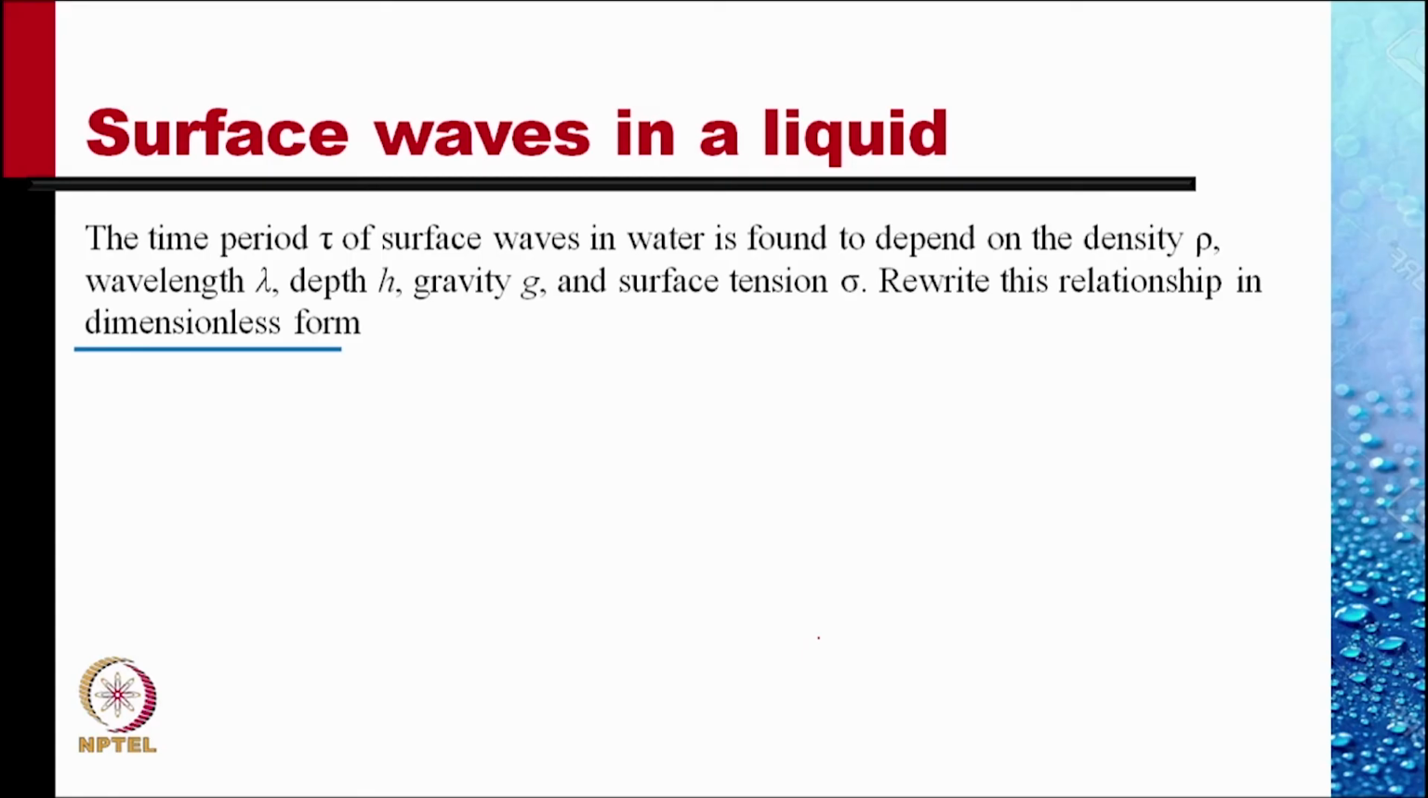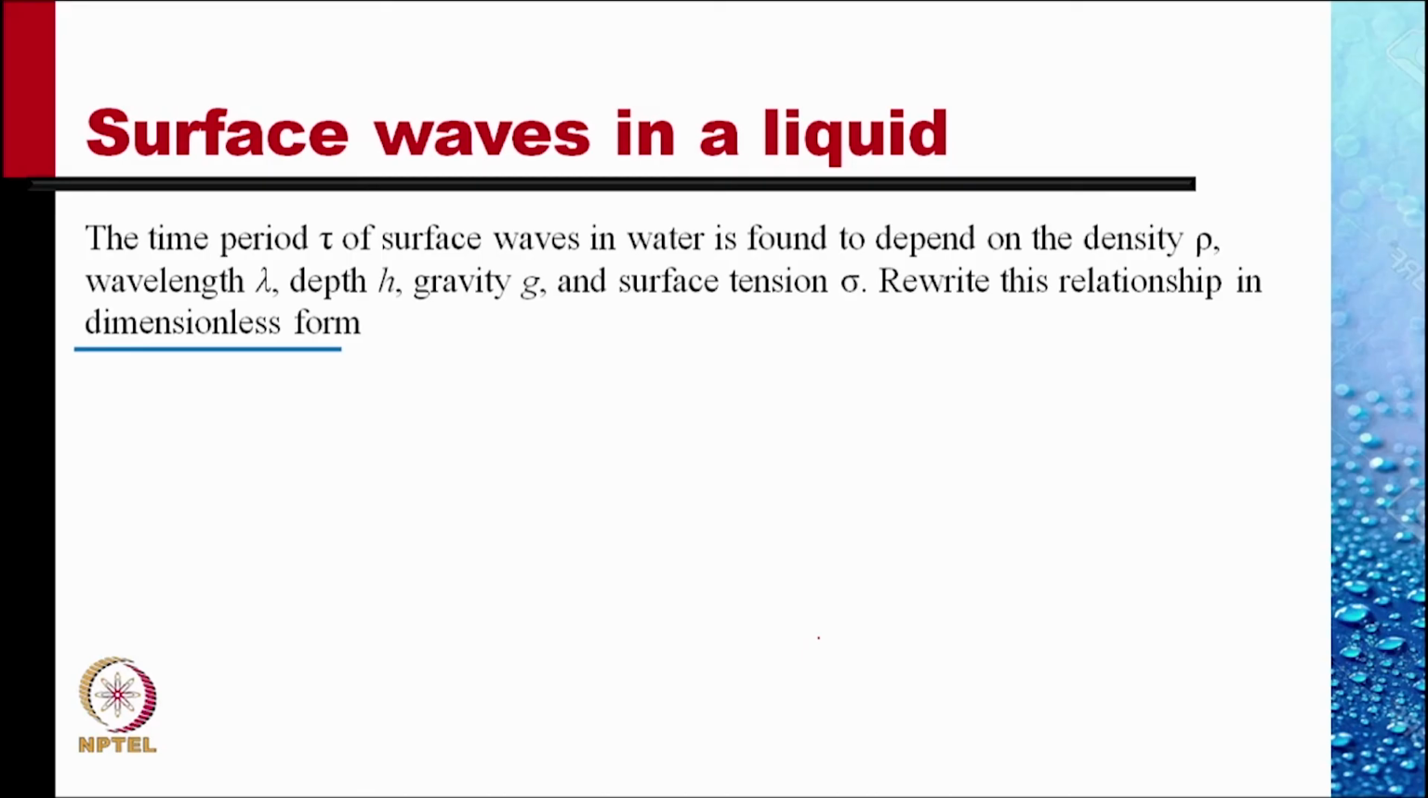Rewrite the relationship in dimensionless form. So we see that the time period, the dependent parameter, is a function of 5 independent parameters: rho, lambda, h, g, and sigma.